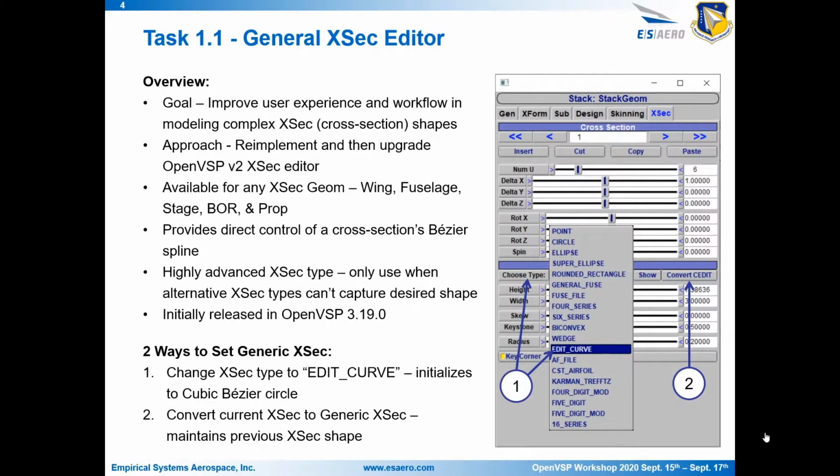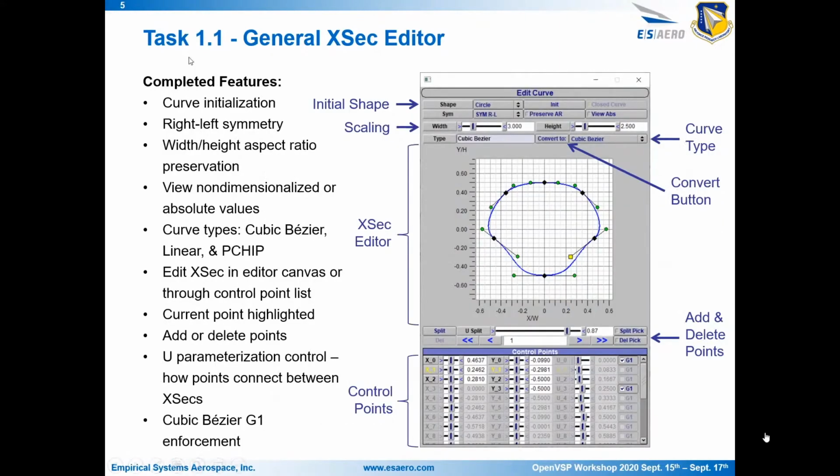Most of the time, the convert to edit curve button is probably the way to go. Using a different cross-section type to get as close as you can, and then using the convert button to go even further. So here we have just a lot of the features that are available in this generic cross-section editor, which you can see in the GUI on the right. So that's what's pulled up when you set a cross-section to the edit curve type.